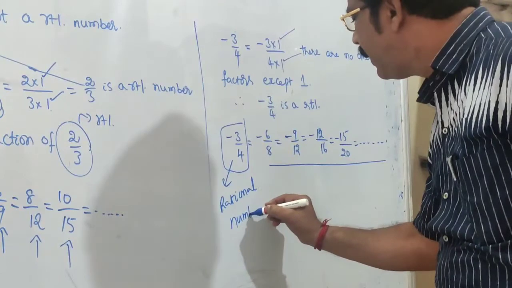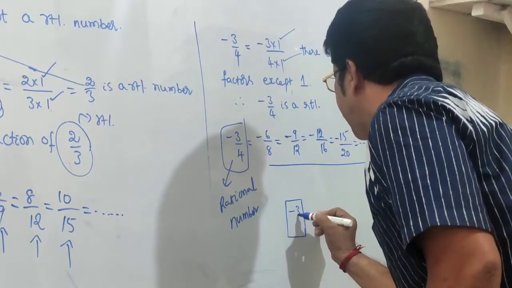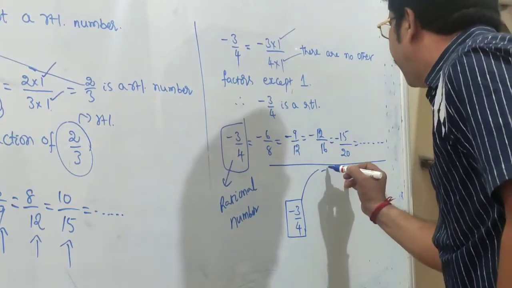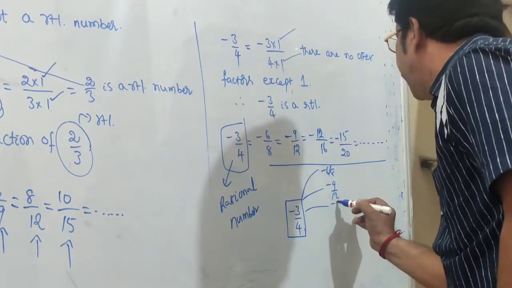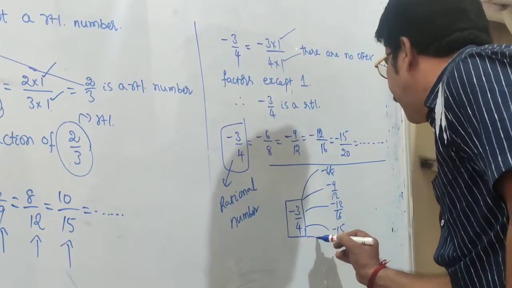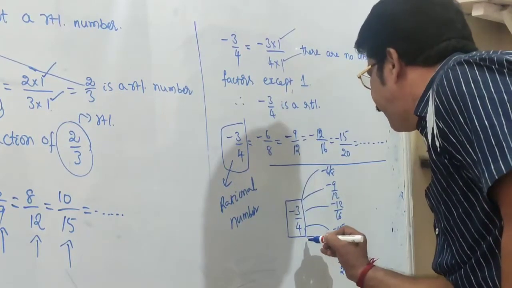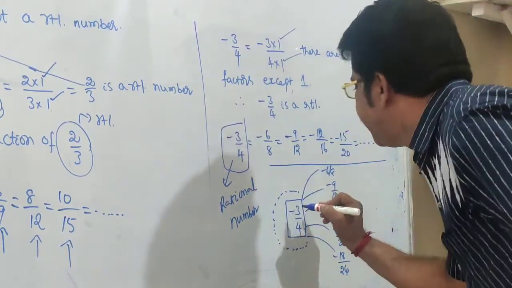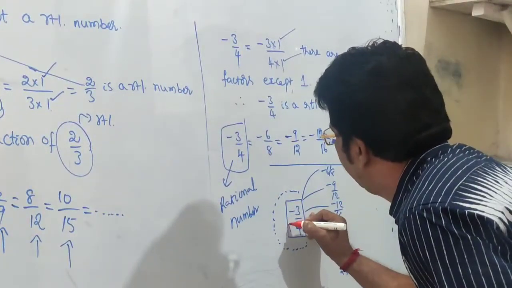A rational number. Graphically we can write this: this is the main tree, minus 3 by 4, the main tree. Next, this is one leaf, minus 6 by 8. Another leaf, minus 9 by 12. Another leaf, minus 12 by 16. Another leaf, minus 15 by 20. Like that, another means minus 18 divided by 24. So infinite leaves are there for the tree minus 3 by 4. So it is called a rational number.